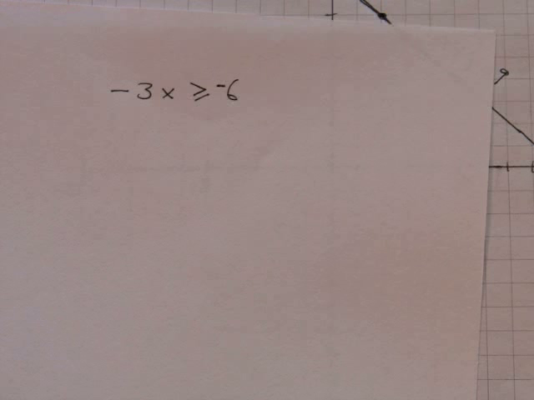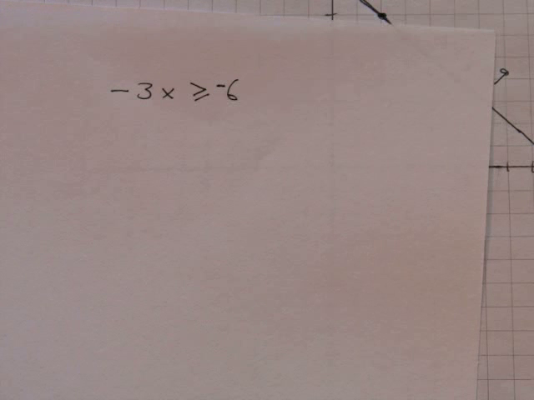The one difference between equations and inequalities is that when you divide or multiply by a negative number in an inequality, you have to switch the sign. That means reverse it to the other side. So let's look at this inequality, and I'll show you how that's done.